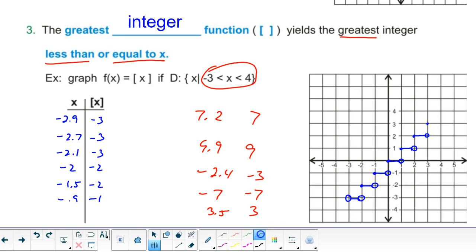And 3.1 is a 3, 3.5 is a 3, and I don't get to 4 because of the domain. There's the function. That's tricky, I know, but if you work at it, you can get it. The greatest integer function. So: piecewise, absolute value, and greatest integer function.